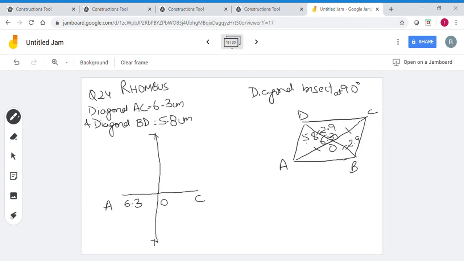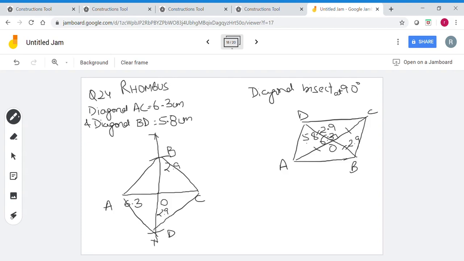I'll keep my compass on O, mark B here, mark D here. This is 2.9, and then I'll join AB, BC, CD and AD. So now I've got AC as 6.3 and BD as 5.8.